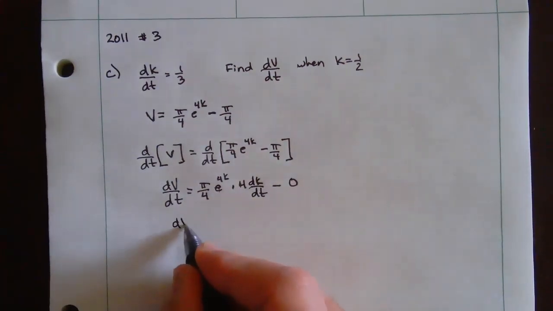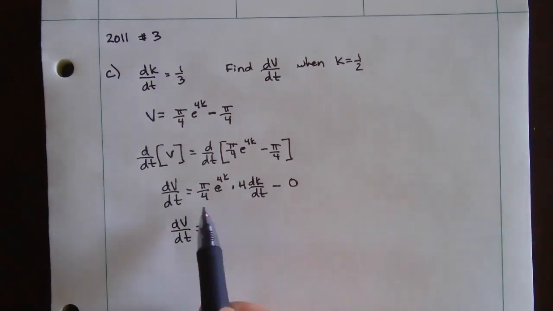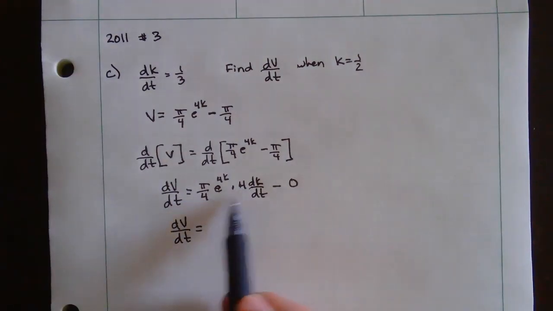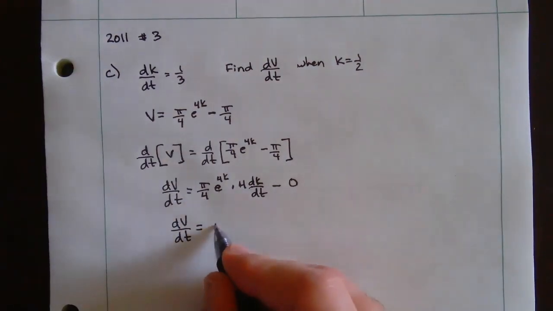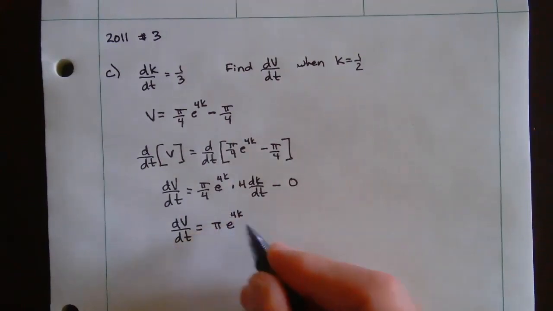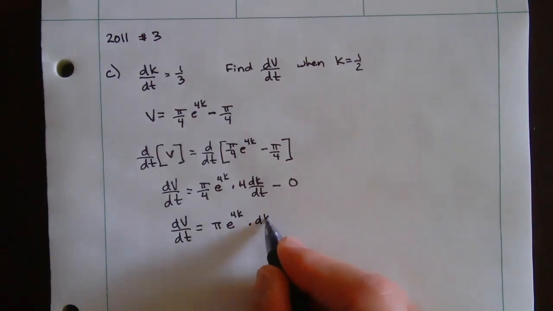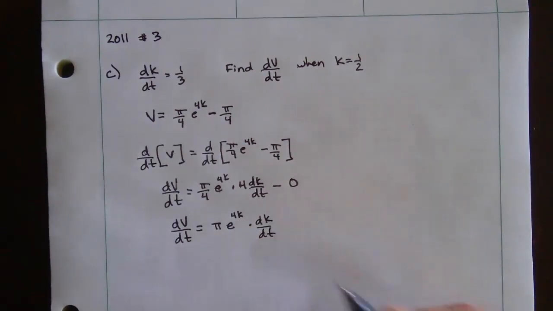So then that would mean dV over dt, and we can clean this up a little bit before we plug everything in, because I'm multiplying by pi over 4, but here I'm multiplying by 4, so my 4s are going to cancel, and so I'm left with pi e to the 4k times dk over dt. And now I can plug everything in.